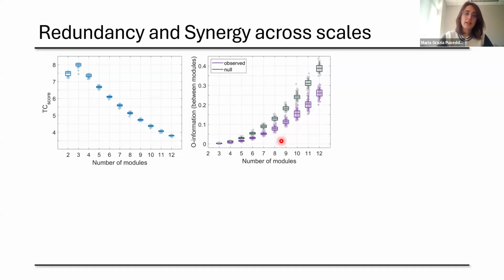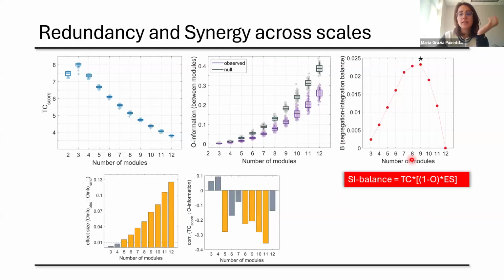So what we observed is that the information increases with the number of clusters, but also the observed model deviates more from the null model as the cluster number increases. So what we wanted to do now is to see if there is some scale where we have a sort of optimization between the segregation of information and integration of information.